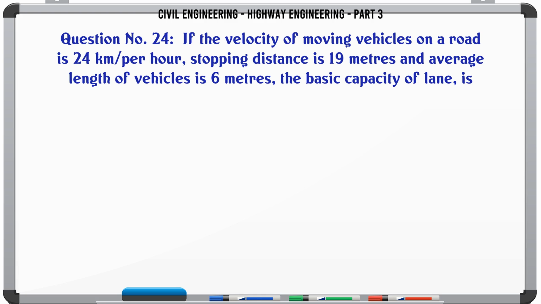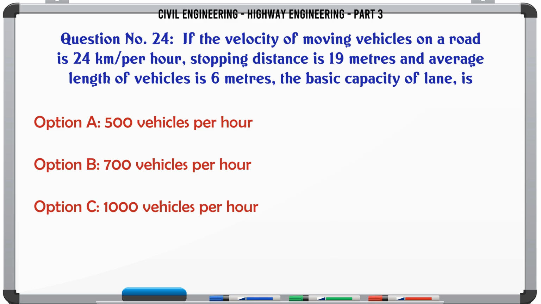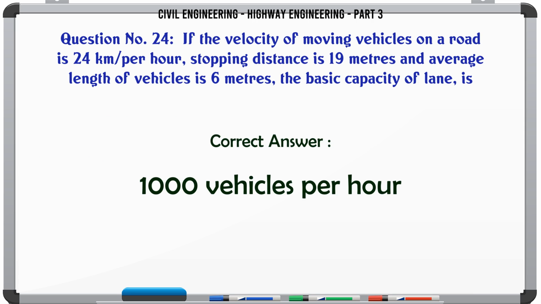If the velocity of moving vehicles on a road is 24 km/h, stopping distance is 19 meters and average length of vehicles is 6 meters, the basic capacity of lane is A. 500 vehicles per hour, B. 700 vehicles per hour, C. 1000 vehicles per hour, D. 1250 vehicles per hour. The correct answer is 1000 vehicles per hour.